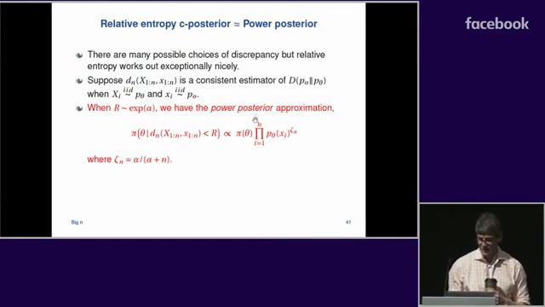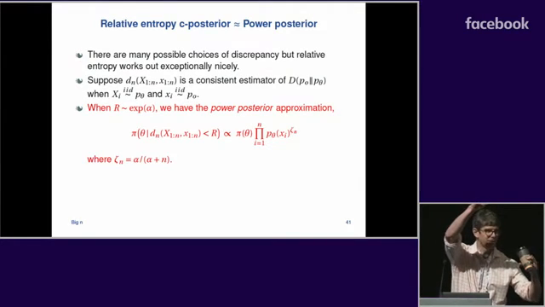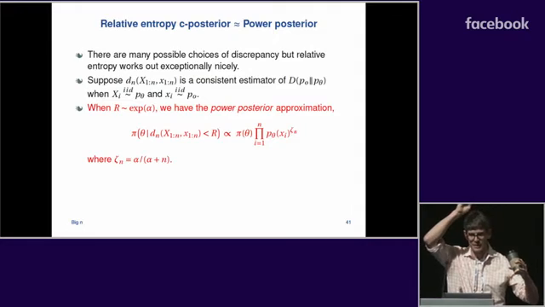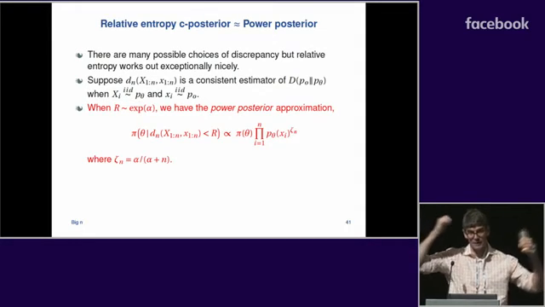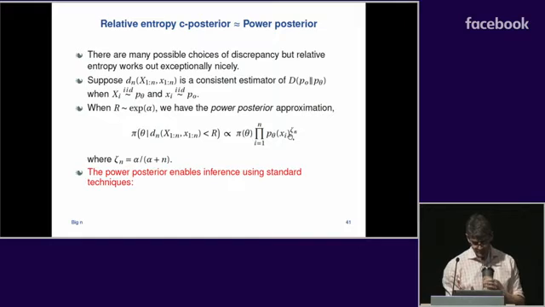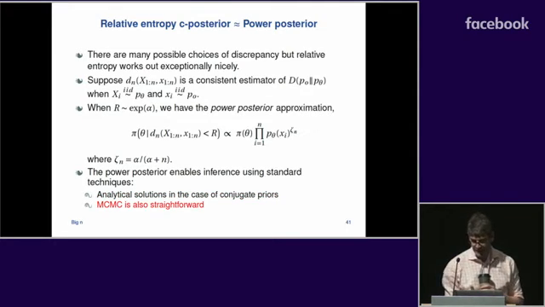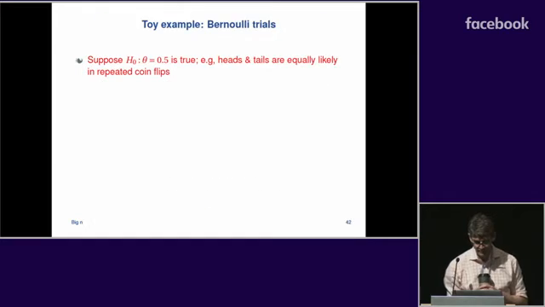And then, as in the EP MCMC algorithms where we had a power, but the power was motivated by getting a good posterior approximation and parallel inference, here we instead have a power that's motivated by robustness in large sample sizes, okay? So the power posterior enables inference using standard techniques. We can use conjugate priors, or we can also use MCMC, just using this likelihood raised to a particular power.